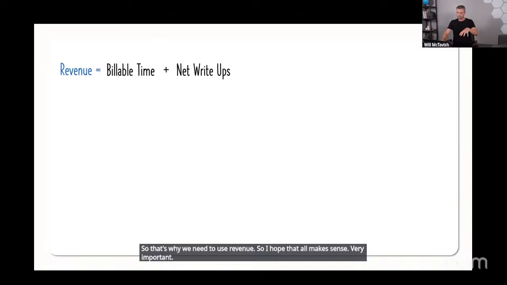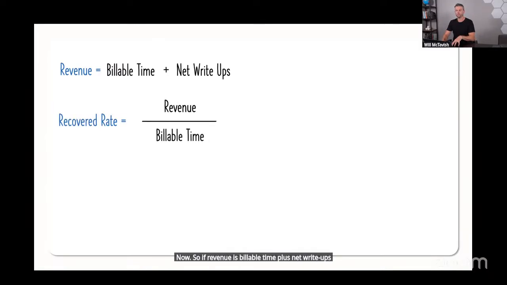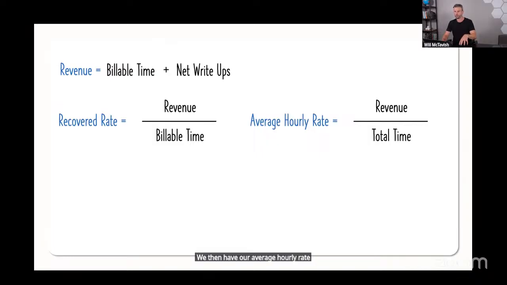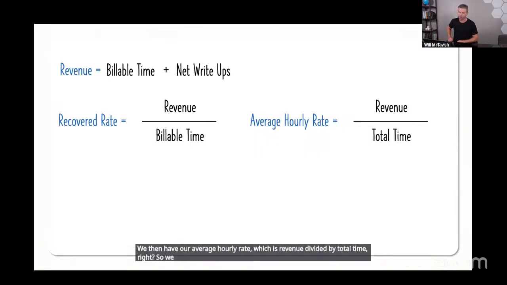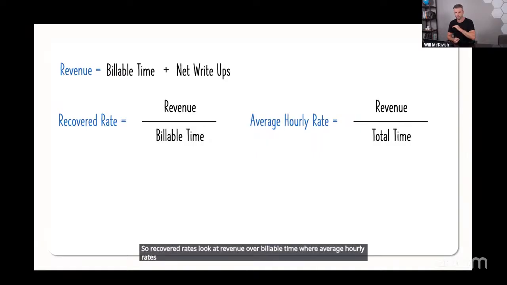Now, so if revenue is billable time plus net write-ups, and our recovered rate is revenue divided by billable time, we then have our average hourly rate, which is revenue divided by total time, right? So we've got a new rate here. We've got a new concept. Recovered rates look at revenue over billable time, whereas average hourly rates look at revenue divided by total time.